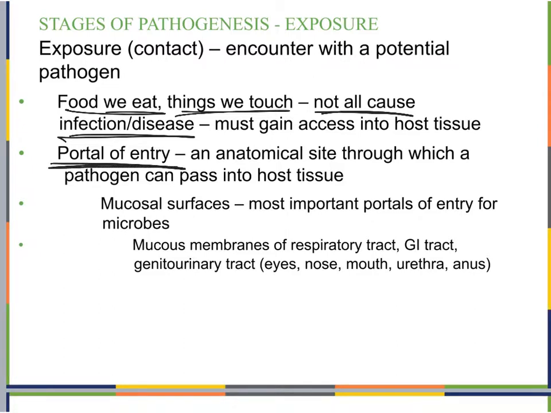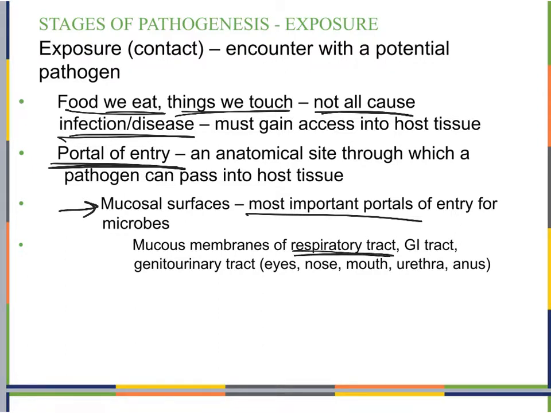So we do have different portals of entry. And these portals of entry are specific anatomical sites through which a pathogen can pass into the host tissue. One major portal of entry are mucosal surfaces. This is our most important portal of entry for microbes, because if we think about our mucosal surfaces, this is kind of how we think about ourselves getting sick anyway, is through our respiratory tract, so breathing in pathogens.